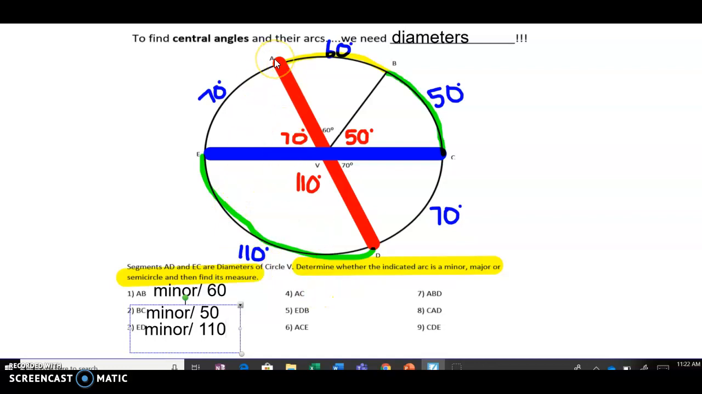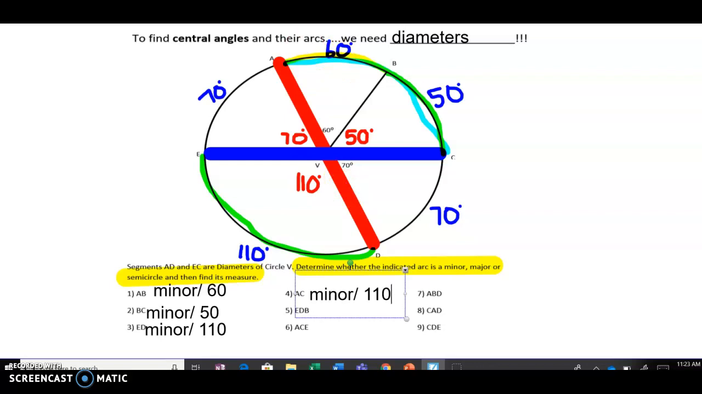AC, if I'm going from A to C. Now, I want you to look at this. If I'm going from A to C, it doesn't matter that I'm going to go to B as well. It just means I got to go the shortest distance from A to C. So I have to add these two pieces up, and I get 110 degrees, which is also less than 180. So even though it looks like it's two pieces, it's still a minor arc because those two pieces add up to less than 180 degrees.